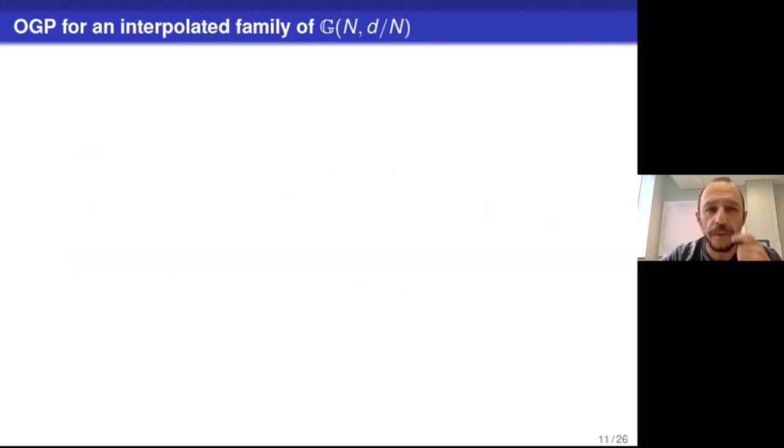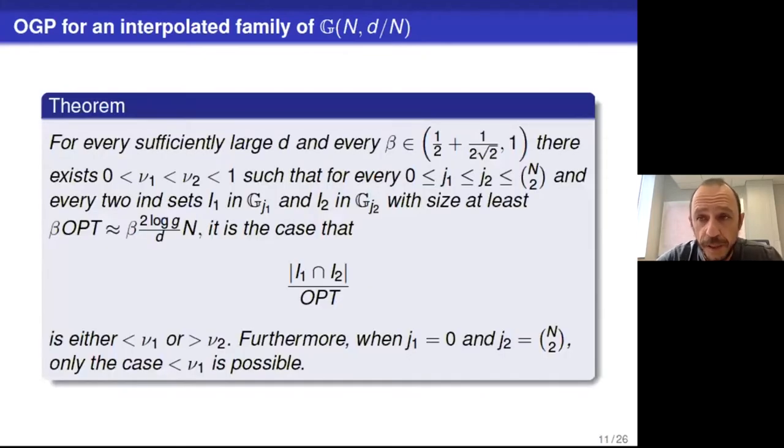Now here's the stronger statement of the overlap gap property for this interpolated family. It's again a busy statement, so let me explain what it says in words, since it might be hard to parse by reading it in real time. Basically, fix any two graphs in this entire sequence, J1 and J2, with J1 less than or equal to J2, ranging from 0 to n choose 2. And fix an independent set in the first graph and an independent set in the second graph, which are at least beta optimal, for the same beta as before. So the range is the same.